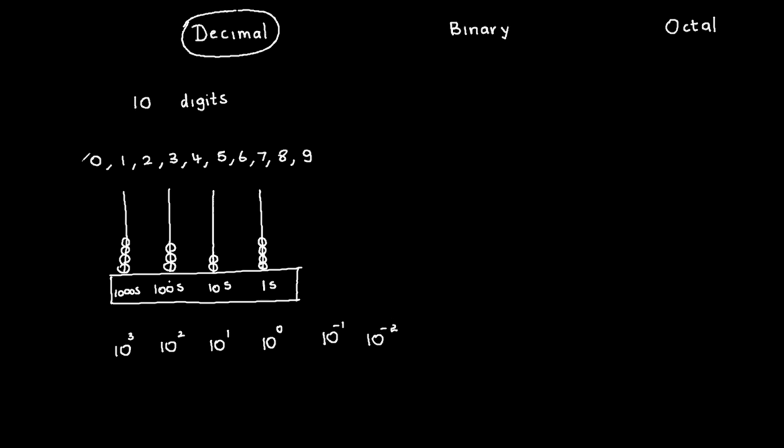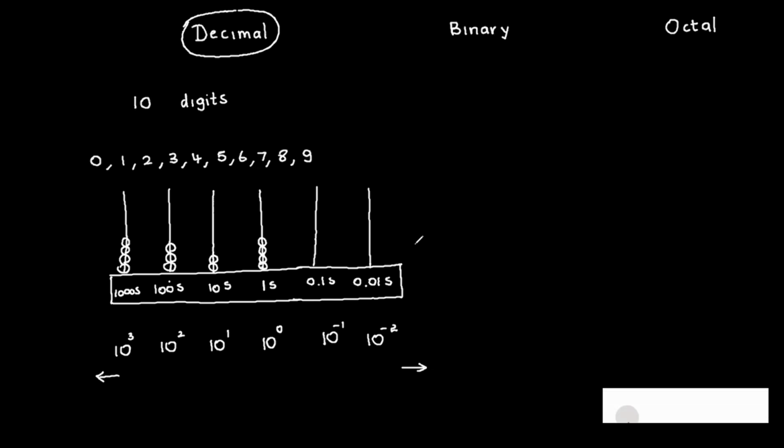If you draw the extended version of this abacus, here you will have 0.1s and here you will have 0.01s. Even though we don't have to add any beads to it, we know this is just 4,324. We can extend this abacus in the right hand direction as well as the left hand direction. This is what actually happens when we are talking about the place value of a digit in a number.